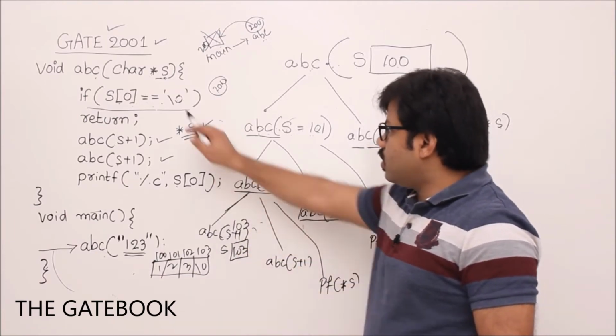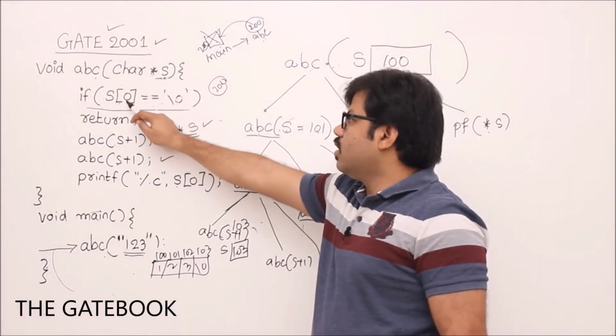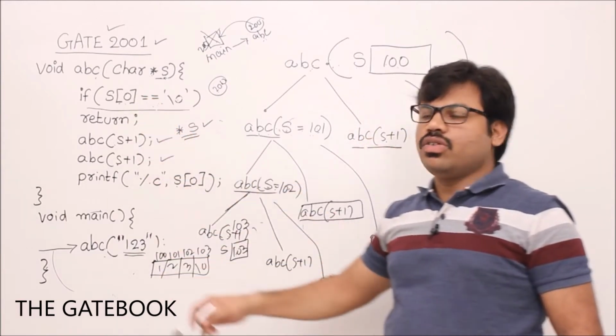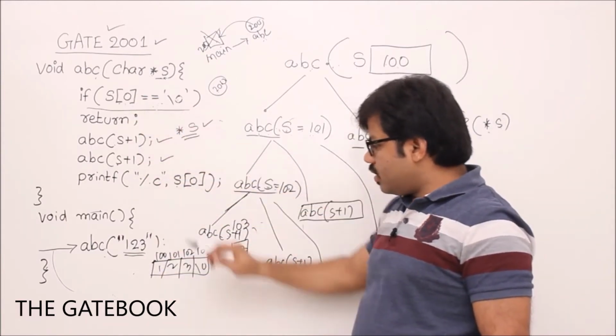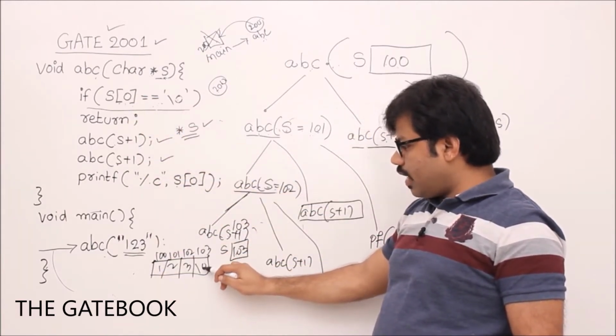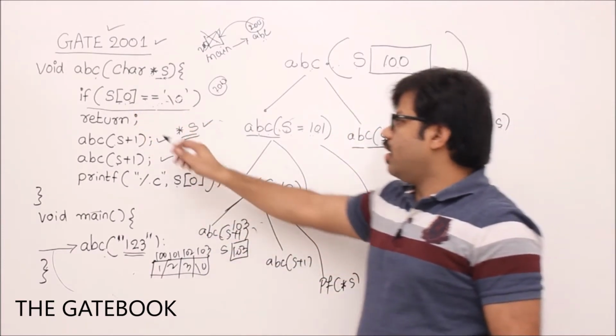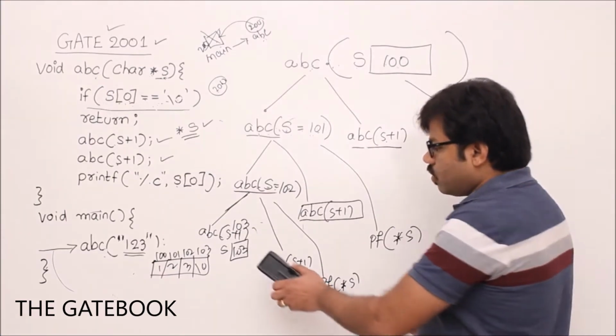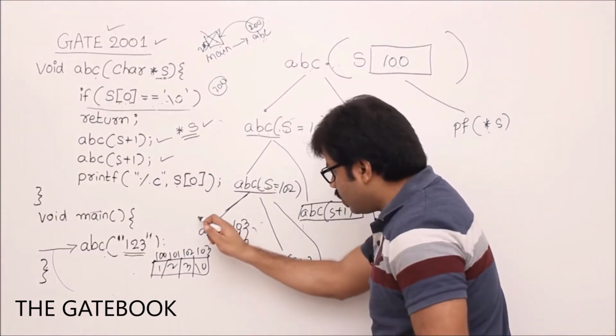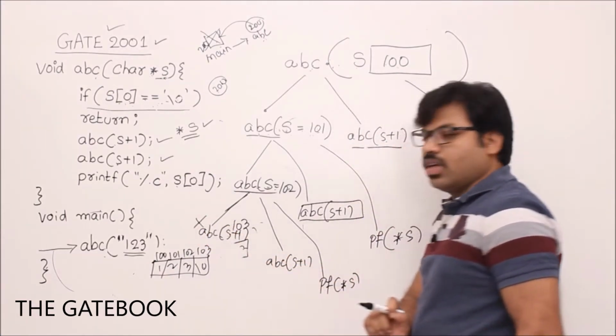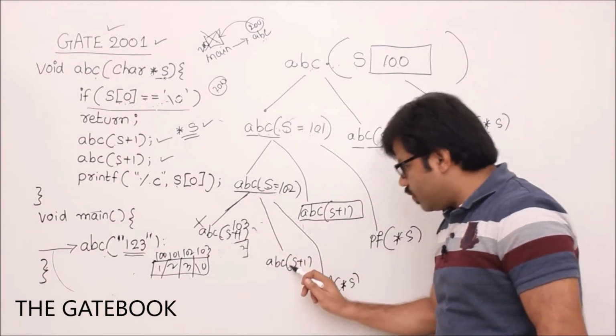Then the first step is again in the ABC method, s of 0. What is s of 0? Star s. What is star s? 100, star 103, null character. So null character equal to null character. True, right? Then return, blindly return. Okay, so what I want to say is this method is going to return, nothing. You tell me, after this one, what to do, this one.